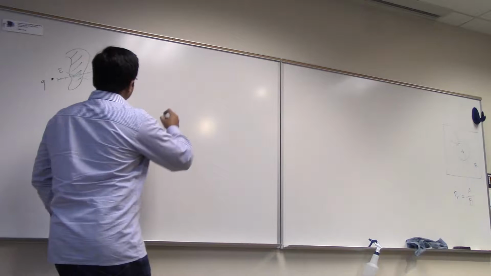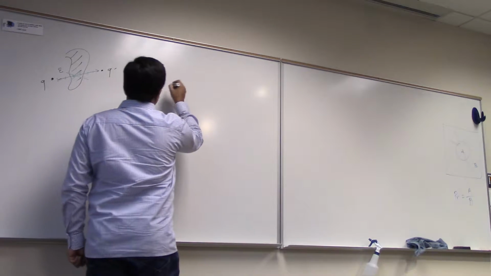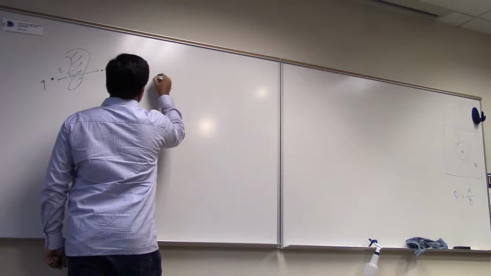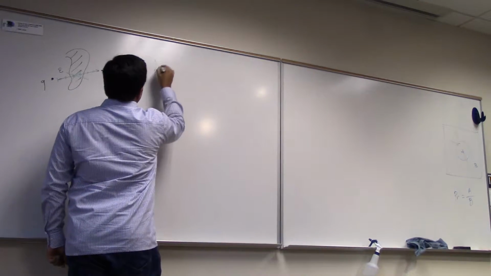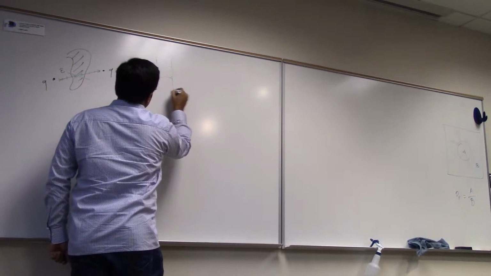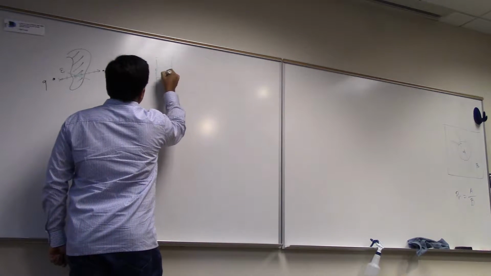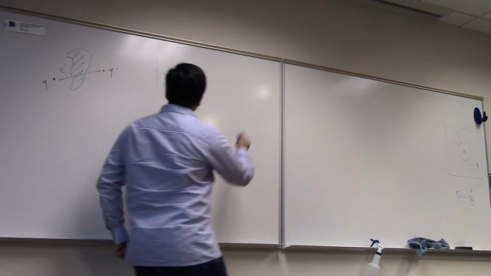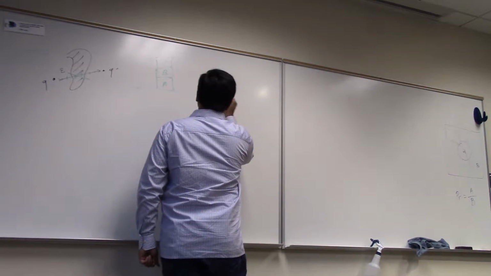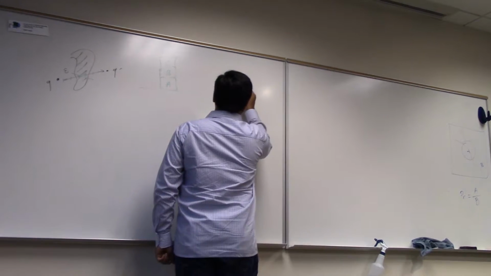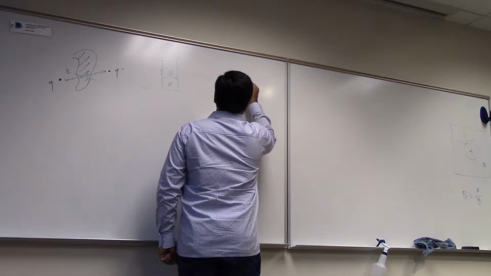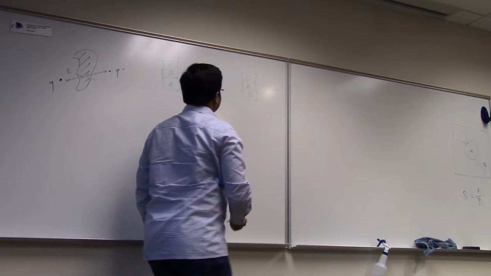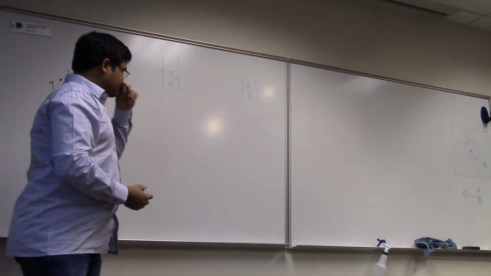So let us consider this problem where the initial state is something like this: A, B, and C. We'll take 3 blocks. And the goal is something like this.